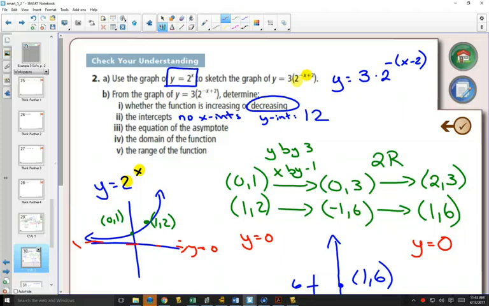The equation of the asymptote, y equals 0. The domain of the function, well, domain of all exponential functions is always going to be everything. The range of your function is going to be dependent on where that asymptote is. Since our asymptote is at 0 and it's above 0, we'd write it as y is greater than 0.